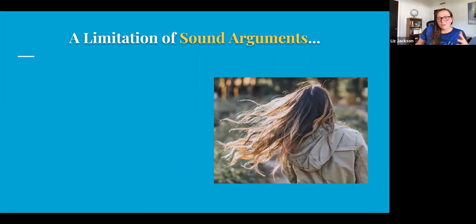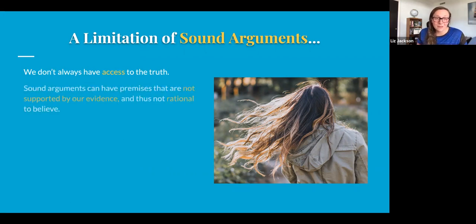However, sound arguments are limited in a very important way. And that's because we don't always have access to what's true and what's false. Sound arguments can have premises that are not supported by our evidence and not rational to believe, but just happen to be true. So here's an example.